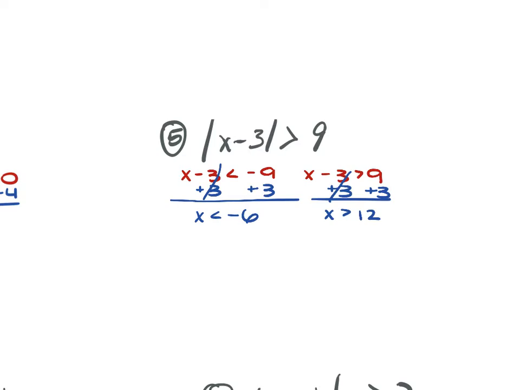We look at these two inequalities. The one on the left includes a smaller number. Those signs point away from each other. So this is an or statement. So we're going to have the negative infinity to negative 6 with parentheses on both, with a union of 12 to positive infinity. Parentheses on both of those as well.